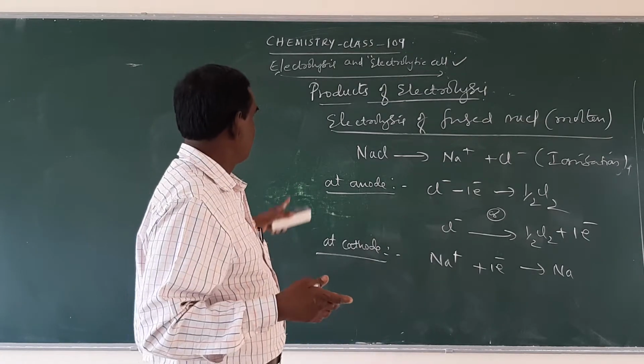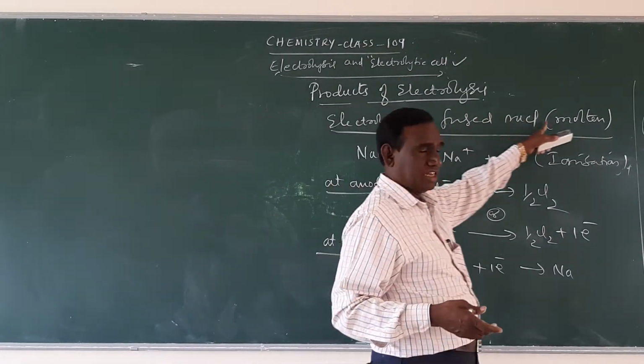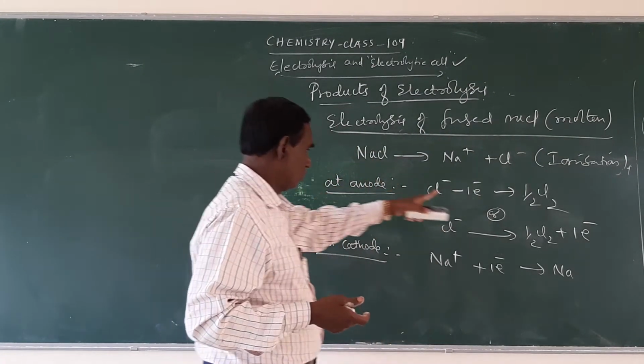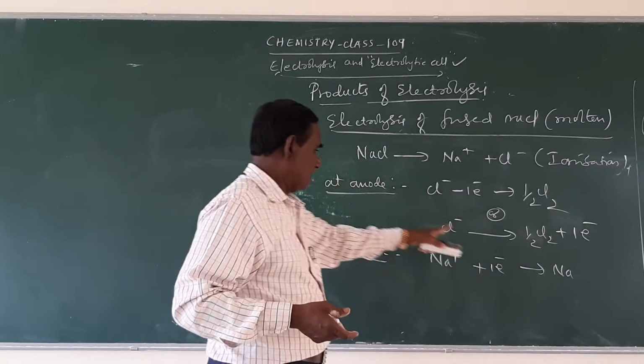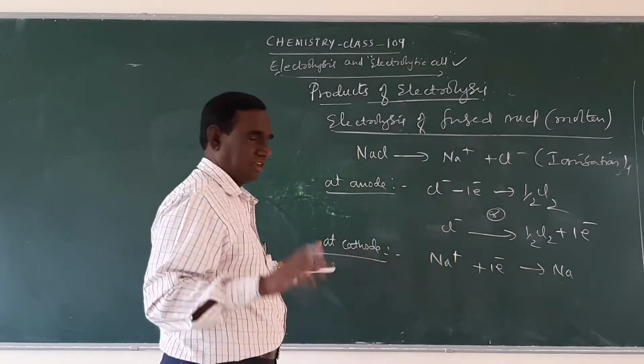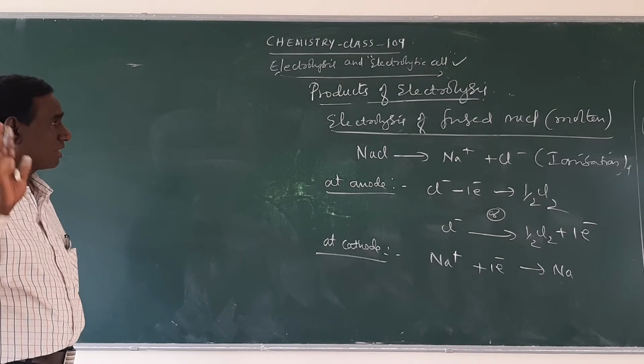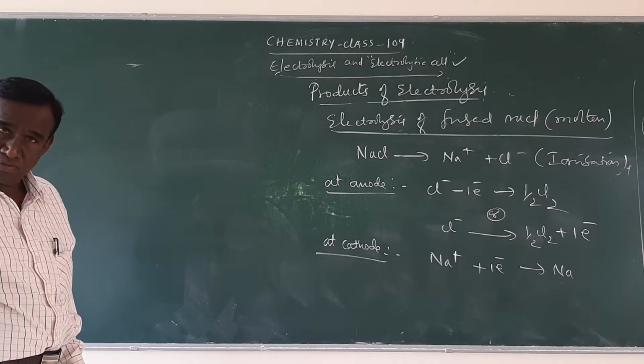Therefore, during the electrolysis of fused NaCl or molten NaCl, what are the products formed? Chlorine gas is liberated at the anode and sodium metal is discharged at the cathode. Understand? That is the products formed during the electrolysis of fused NaCl.